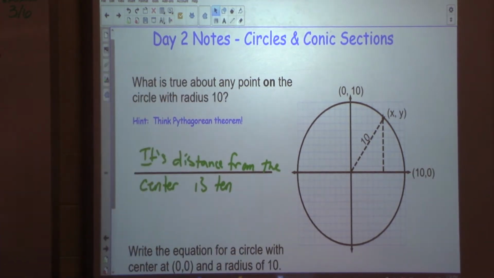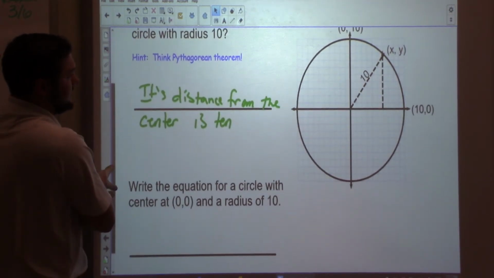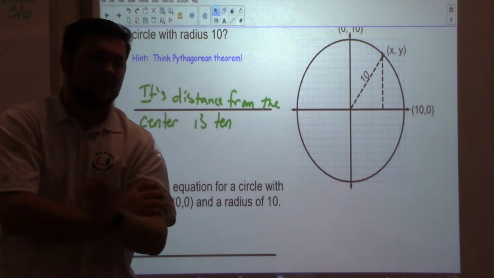Because like I said, tomorrow we'll talk about our centers being different than the origin. So then we want to write an equation for a circle centered at 0, 0 with a radius of 10. And I know we haven't taught you this yet, but I just want you to think about it. And we gave you a little hint. We want you to think about the Pythagorean theorem. How might I write an equation for the circle if I'm using the Pythagorean theorem? How would that help me?